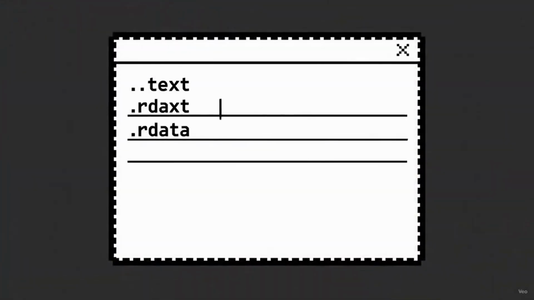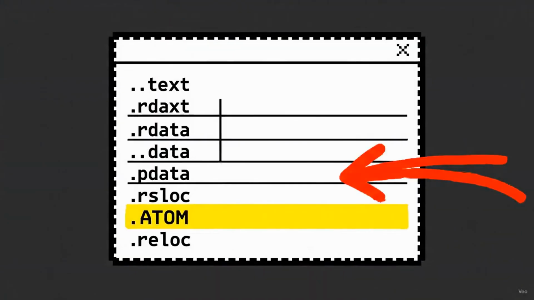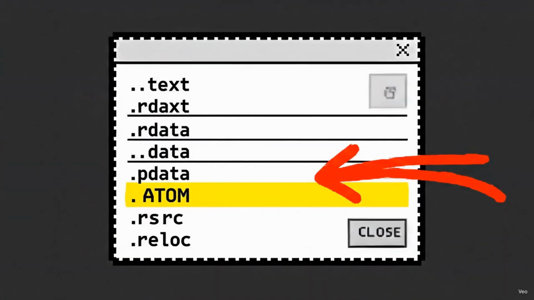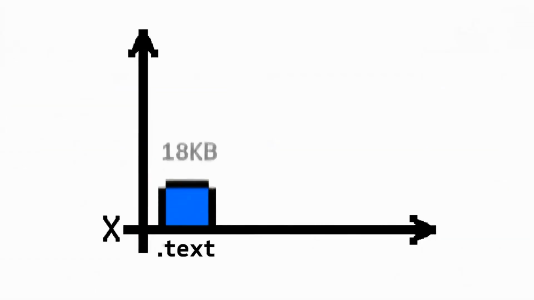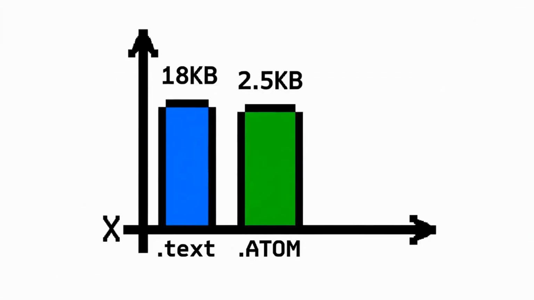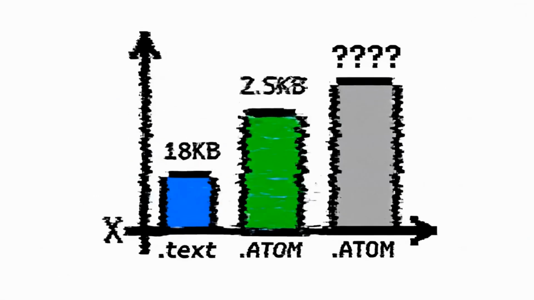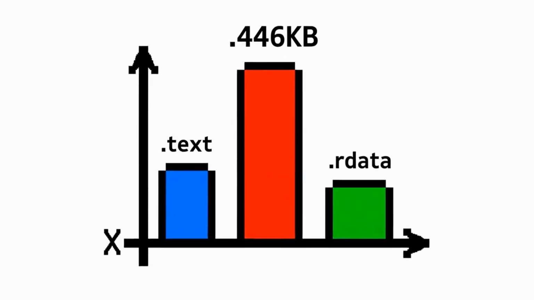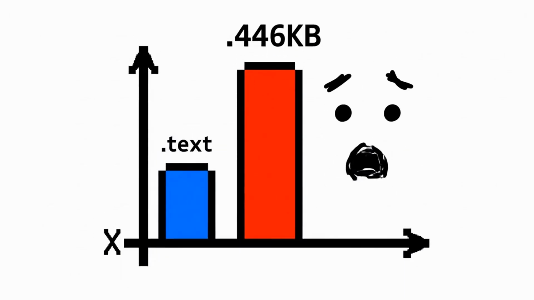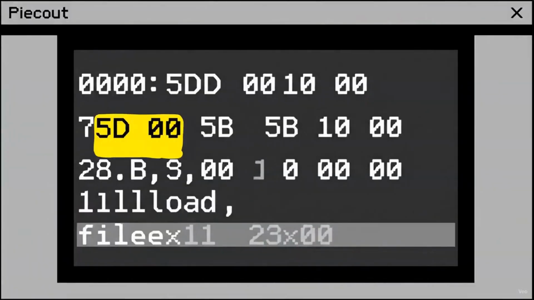We dump the section headers and there it is, a section called .atom. Everything else in this binary is tiny. The .text section, 18 kilobytes, the .rdata, 446 kilobytes, nearly half a megabyte, sitting inside a binary that does almost nothing on its own. That section is the payload.